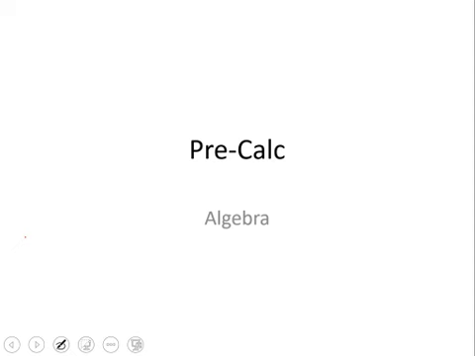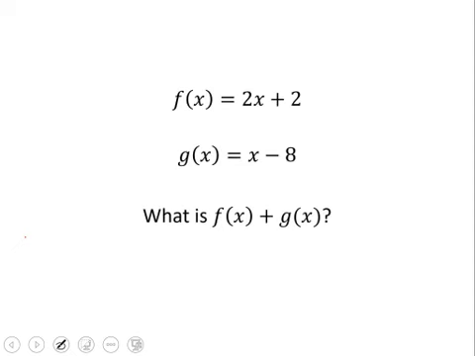Okay, so let's say we have these functions, and we have our f of x and our g of x. So now the question is, what would f of x plus g of x be? So with this, take a second and combine f of x and g of x.